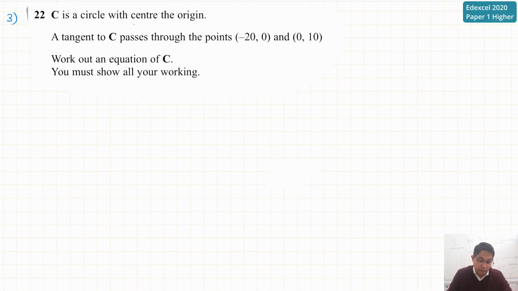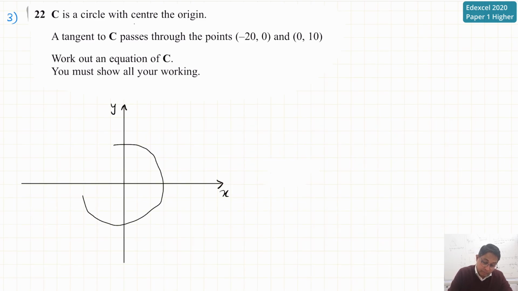Question number 3. In this question, C is a circle with the center, the origin. So you can draw this circle on the xy plane. They say that the center, the origin, so coordinate at the center as 0, 0. A tangent to C passes through the point minus 20, 0 and 0, 10. So let's draw the tangent line.